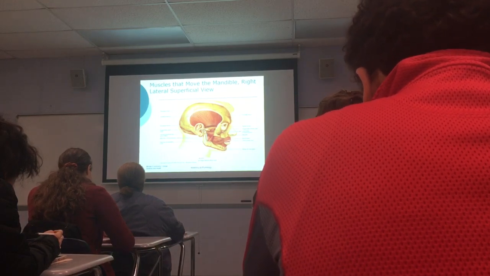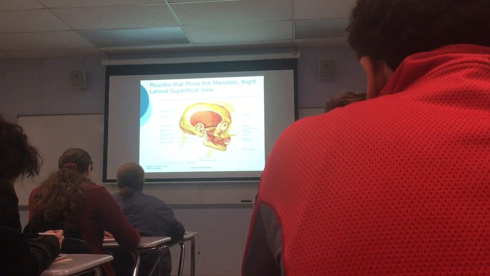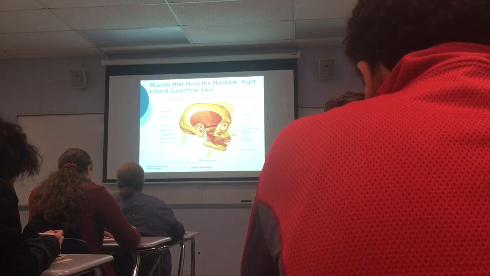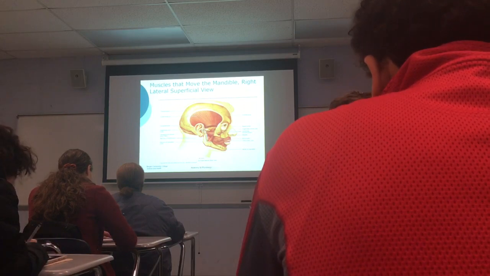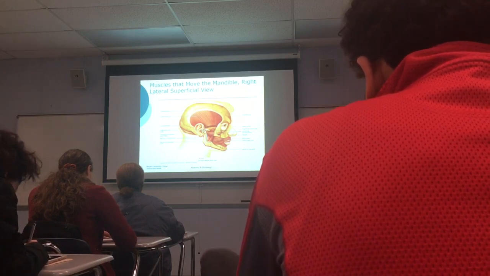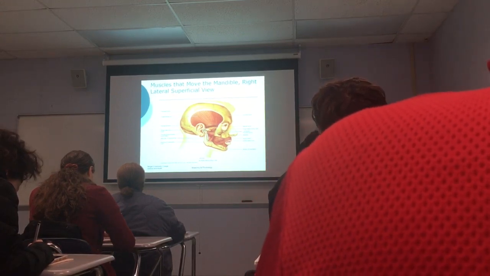So the medial pterygoid muscle is gonna elevate the mandible, it's gonna protract it, and it's gonna move it from side to side. Okay, the lateral or external pterygoid muscle opens the mouth. It depresses the jaw and moves the jaw from side to side, okay?